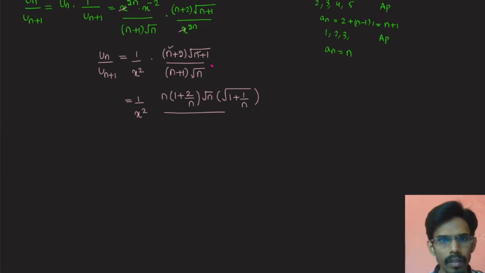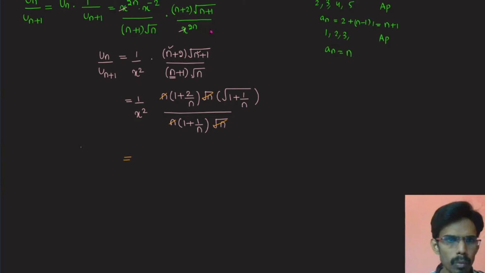In the denominator I have to take n common from this term, so if I take n common, we have 1 plus 1 by n. Root n will be as it is. Now this n will get cancelled, root n will get cancelled. Now apply the limits on both sides.